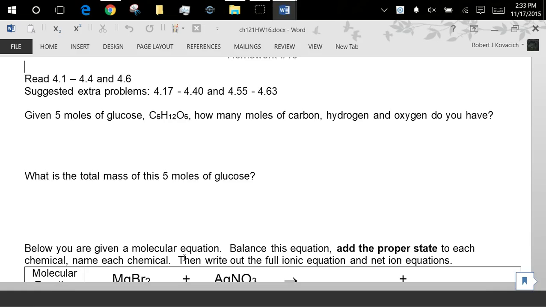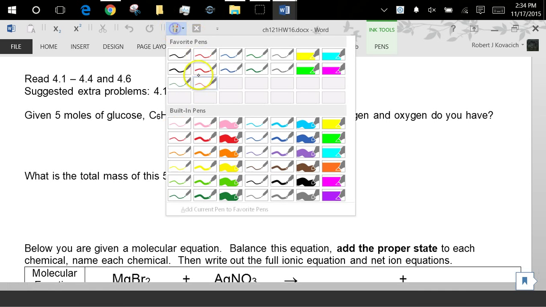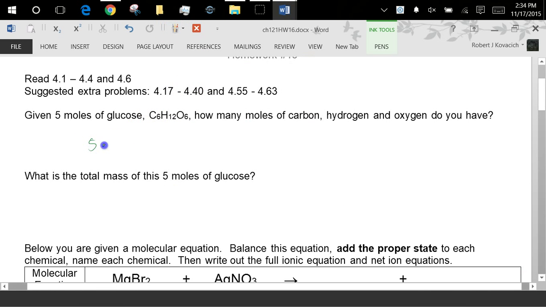How about this? If you had 1 mole, just 1 mole of glucose, how many moles of carbon atoms would you have? 6. You okay with that? Every single time you have a glucose, you've got 6 carbon atoms. So whatever the number is for glucose, it's that number times 6 for the carbons. In this case, we've got 5 moles of glucose, so we must have 30 moles of carbon.